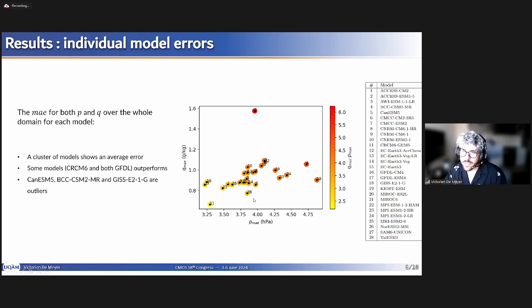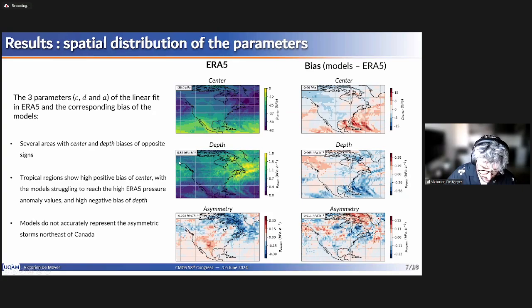On the wrong side of the plot, I would say, we have outliers also with CanESM5, which is pretty bad, or I mean, the error when it comes to humidity is pretty high here. And you can see also BCC-CSM2 or GISS-E2 also have a high error when it comes to the pressure anomaly.